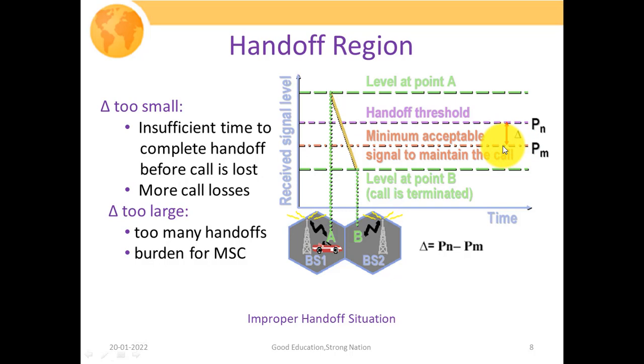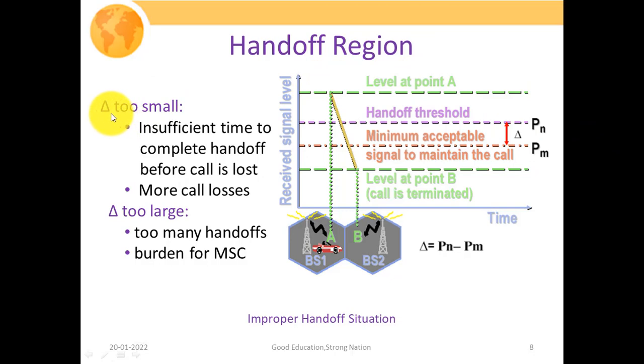Since the difference between the handoff threshold value PN and the minimum acceptable signal level given by PM, this delta gives us the difference between these two signal levels. So the idea is that handoff must be accomplished successfully before this much received signal strength degradation. Here we have two cases. If this difference, PN minus PM, which is given as delta, is too large, what will happen? And if it is too low, what will happen?